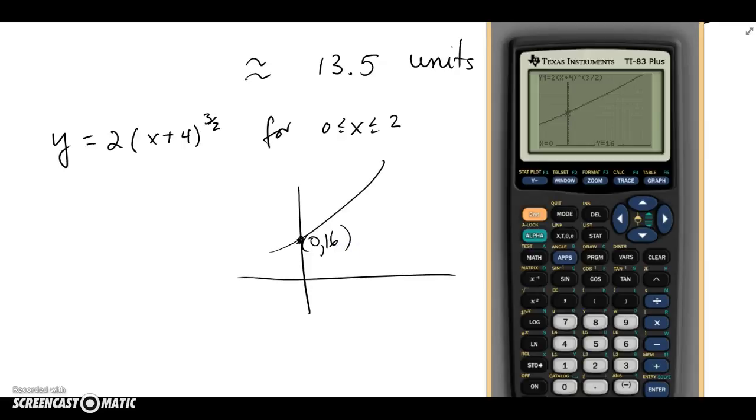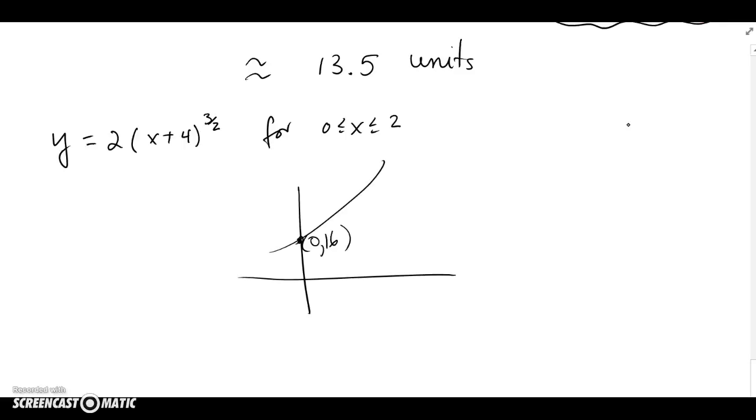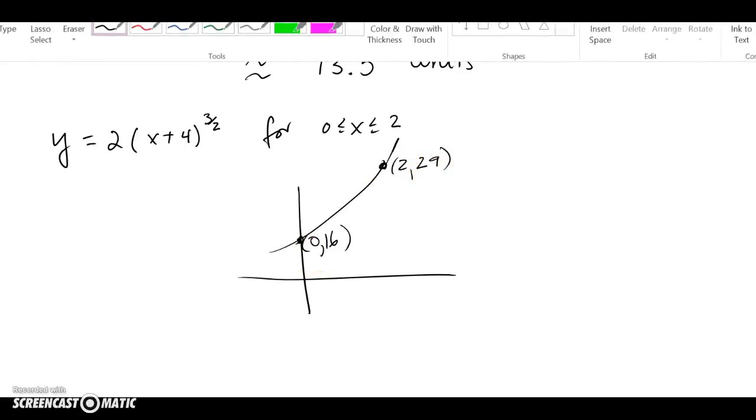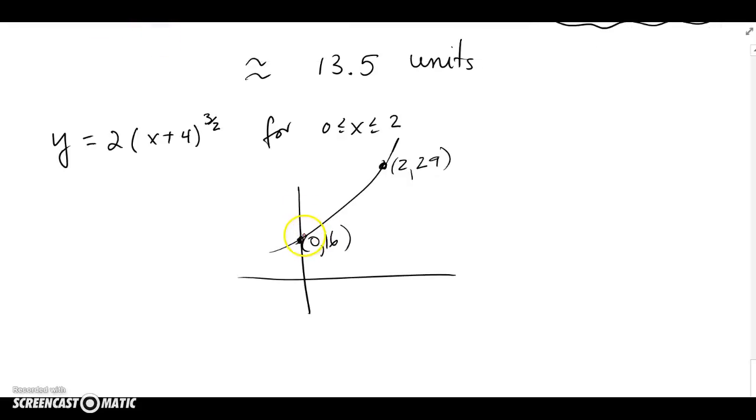And then let's go put second trace, enter 1, a value of 2. Let's see where 2 is. And 2 lands us here at 2 and about 29, let's say. So at 0.16 to 29, and we were interested in this arc length.